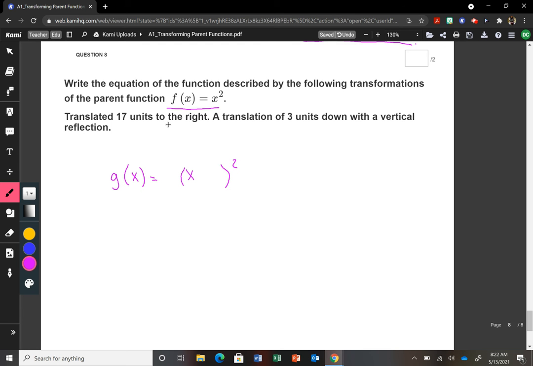And a translation of 3 units down. So if it's going down, are we going to put that on the inside or on the outside? And is the 3 going to be positive or negative? Okay. And a vertical reflection. So if we have a reflection, what should we put in the front? Okay, that's for number 8.